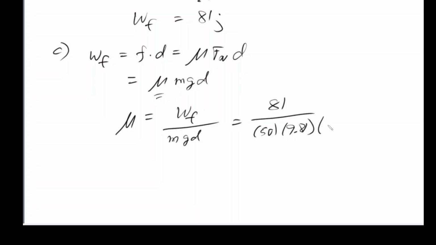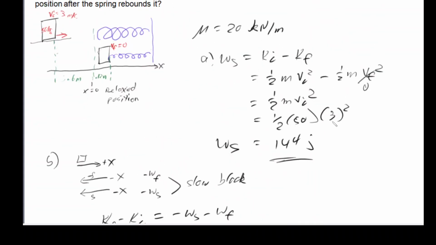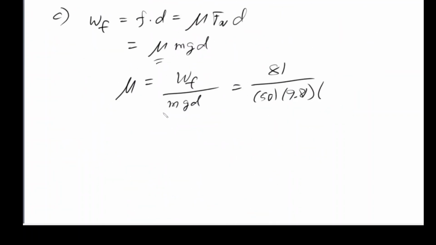times the distance. Now the distance that the block travels is a sum of the 0.6 meters till it hits the spring and another 0.12 meters till it stops moving. So the total distance is 0.72 meters. If we put that in here, that gives us our answer. The coefficient of friction, if you work this out, is 81 over 353, which is equal to 0.23. That's our coefficient of friction.